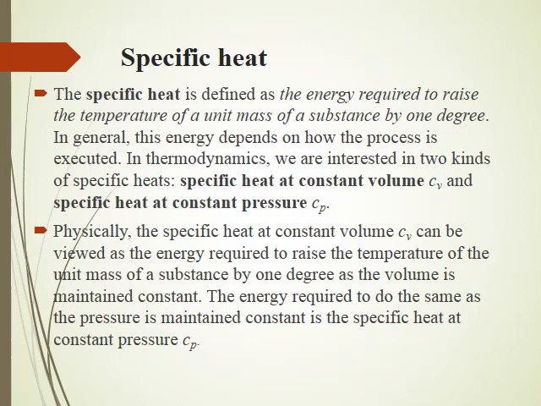The specific heat at constant volume, Cv, is basically seen as the energy required to raise the temperature of a unit mass of a substance by 1 degree while volume is maintained constant. Now the energy required to do the same while pressure is maintained constant is known as specific heat at constant pressure.